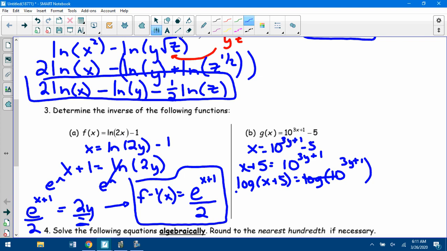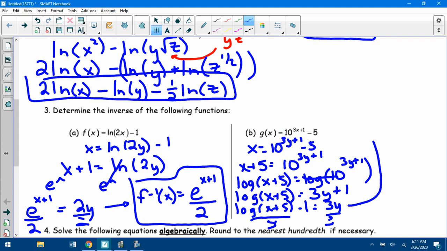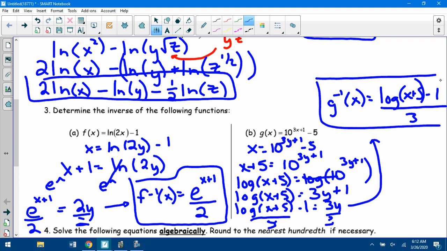Okay, that's going to cancel. So I have log of (x plus 5) equals 3y plus 1. And now I just have to get y alone. So log of (x plus 5) minus 1 equals 3y. Divide by 3. My answer is going to be g inverse of x equals log of (x plus 5) in the log, minus 1 outside of it, all divided by 3. Okay, so those are inverses.